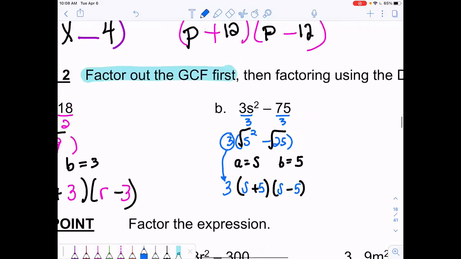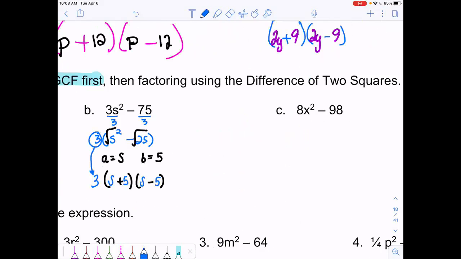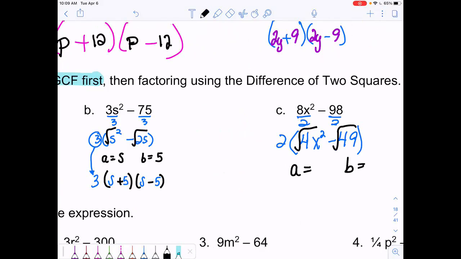All right, final problem. 8x squared minus 98. Jason, did you get a GCF for this one? 2. What happens when you take out a 2? You're so close. How 4x squared minus 49? Yeah. All right, Jason, the square root of 4x squared is? And then the square root of 49 is 7. So square root of 4x squared is 2x. 2x times 2x makes 4x squared. 7 times 7 makes 49.